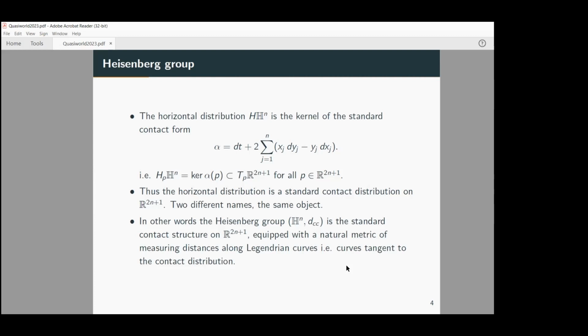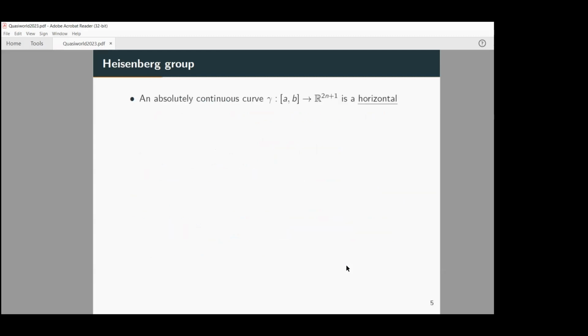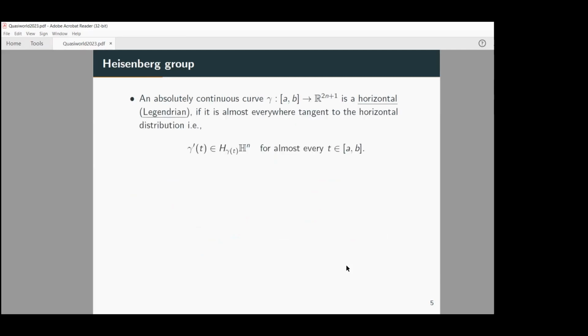Horizontal curves are also called Legendrian curves, and the Heisenberg group is again equipped with the Carnot-Carathéodory metric, which measures distances between the points along curves which are tangent to the horizontal distribution. Such curves are also called horizontal. More precisely, an absolutely continuous curve in R^{2n+1} is horizontal or Legendrian if the tangent vector belongs to the horizontal distribution. And it turns out that any 2 points in the Heisenberg group can be connected by a horizontal curve.